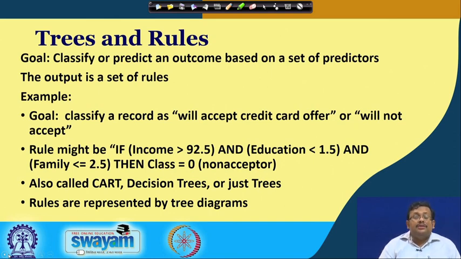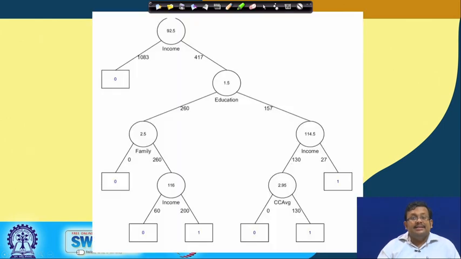So, our goal is to classify a record as either he will accept a credit card offer or he will not accept a credit card offer. The rule might be: if income is greater than 92.5 and education is less than 1.5 and family is less than or equal to 2.5, then class equals 0, that is non-accepted. So, they will not accept. This is an individual rule we generate using this classification regression tree, also called CART, decision trees, or just trees. Rules are represented by this tree diagram, as we have seen in the last slide.